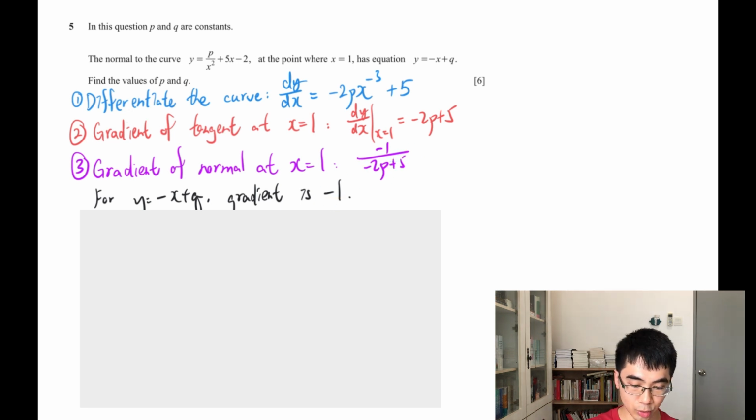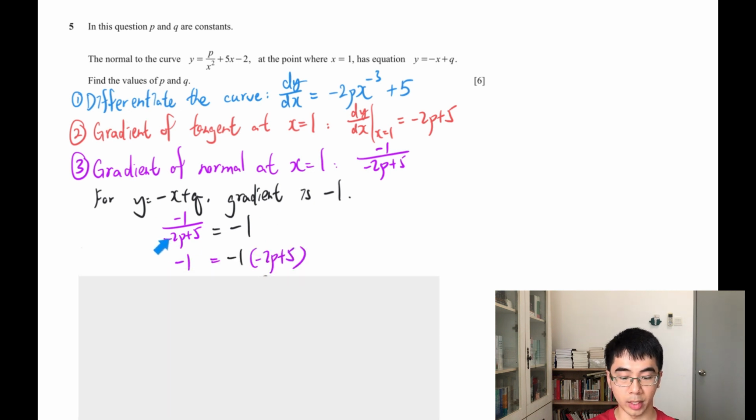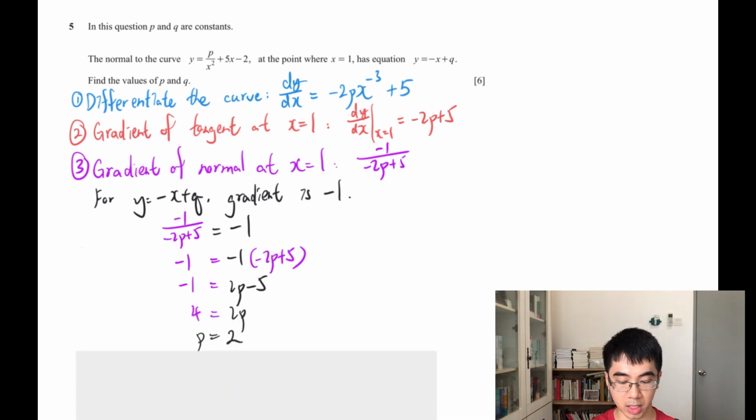All right? So now we can find the value of p, or equate these two, -1 and this gradient we found. They must be the same, and then solving it, we multiply the whole denominator into the right-hand side. And then further simplify it, -5 to the left-hand side will be plus 5, and then 2p will be 4, so p must be 2. So we got the value of p, but that's not the end.